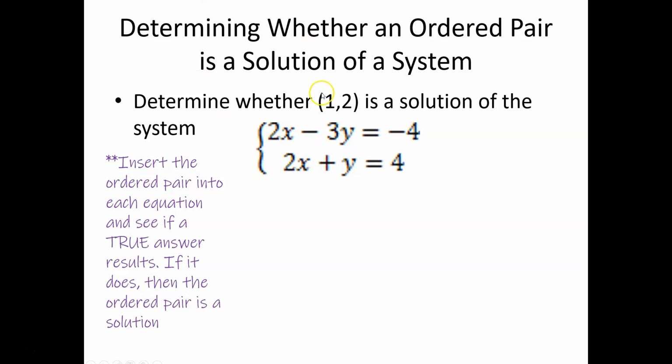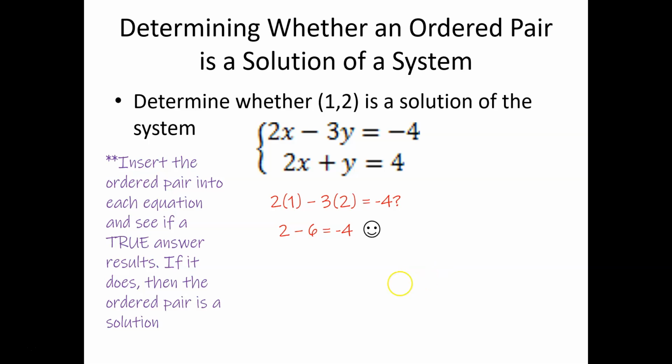Okay, so in this case, x is 1, y is 2. We're going to substitute them into the first equation. 2 times 1 minus 3 times 2, we want to know if that equals -4. So let's do some multiplying. We get 2 minus 6 equals -4. Is that a true statement?